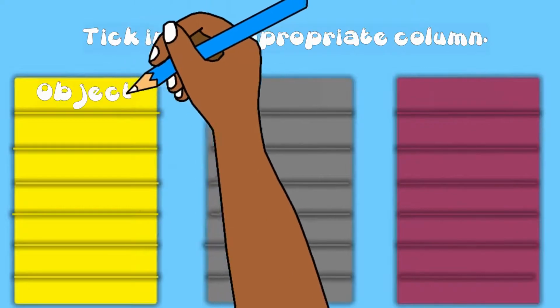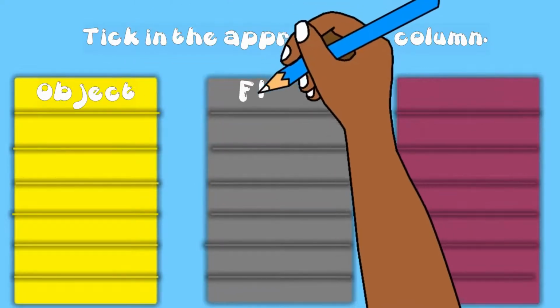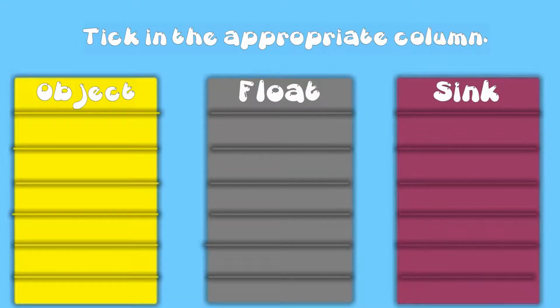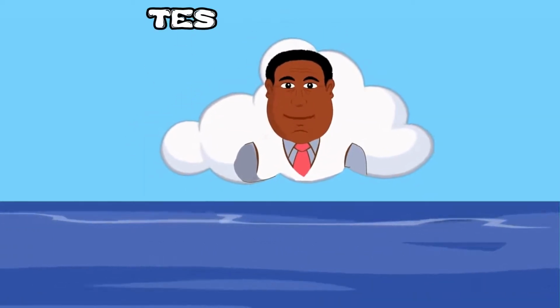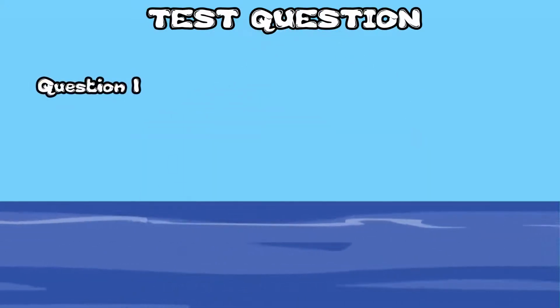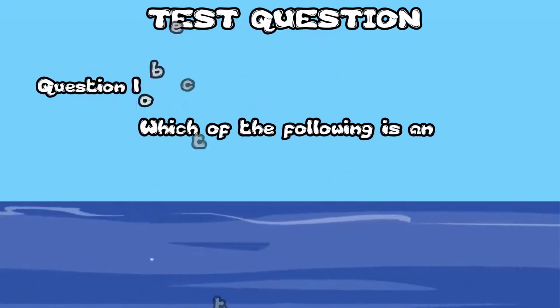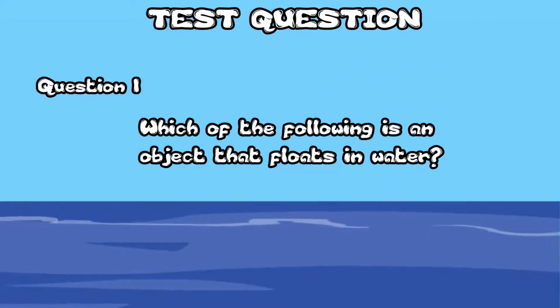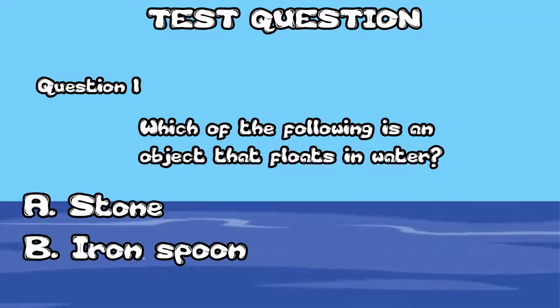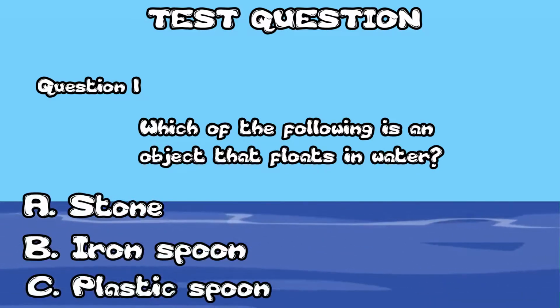Tick in the appropriate column: objects, float, sink. Now, let's take a few test questions based on all we have learned so far. Question 1. Which of the following is an object that floats in water? Option A, stone. Option B, iron spoon. Option C, plastic spoon.